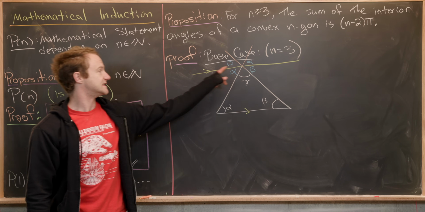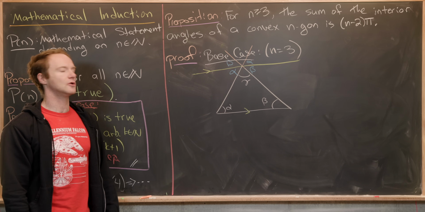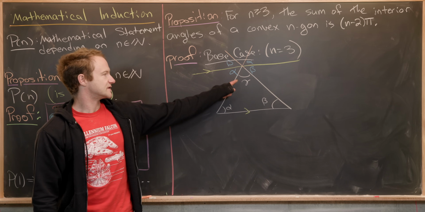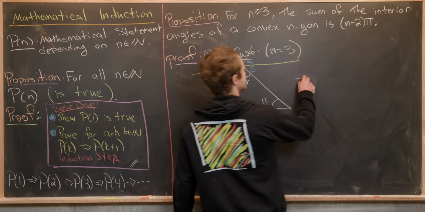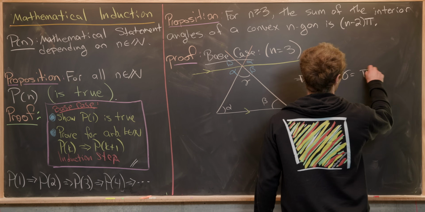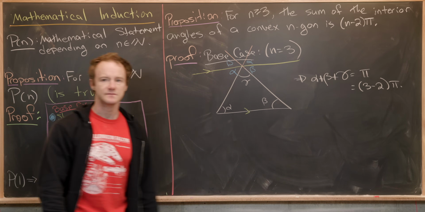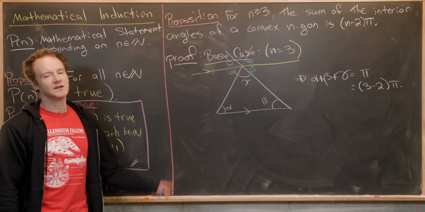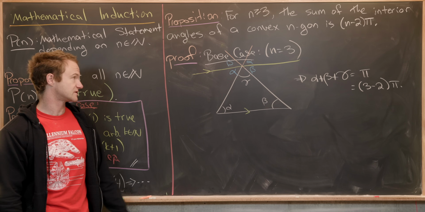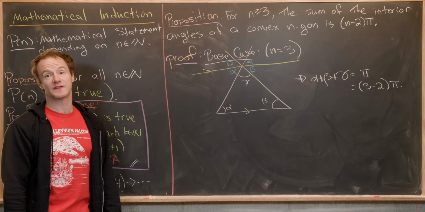Next, we see that this yellow line is a straight line, which means it makes a 180-degree angle or a pi radian angle. But on the other hand, its measure is alpha plus beta plus gamma. So from that, it follows that alpha plus beta plus gamma equals pi, which is equal to 3 minus 2 times pi. And that establishes our base case. So like I said, we could go way further back in terms of proving geometric results, but I think maybe this is far enough back. Okay, let's get rid of this and we'll look at the next step.